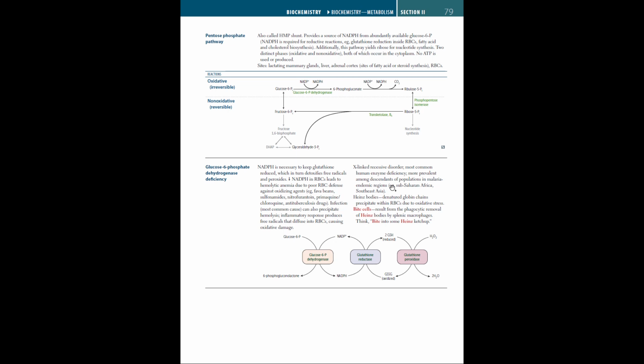Now, we see something called Heinz bodies in patients with G6PD deficiency. These are denatured globin chains that precipitate within RBCs due to oxidative stress. They're also called bite cells, which result from the phagocytic removal of Heinz bodies by splenic macrophages. Think of a bite into some Heinz ketchup.